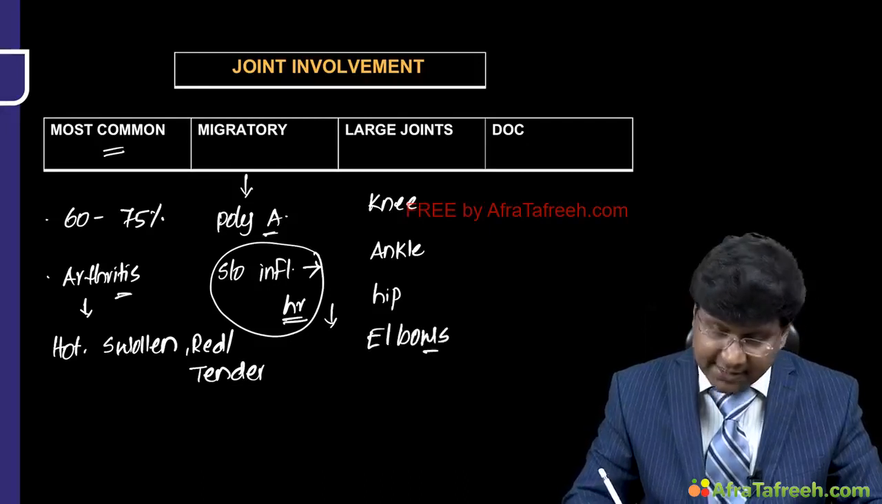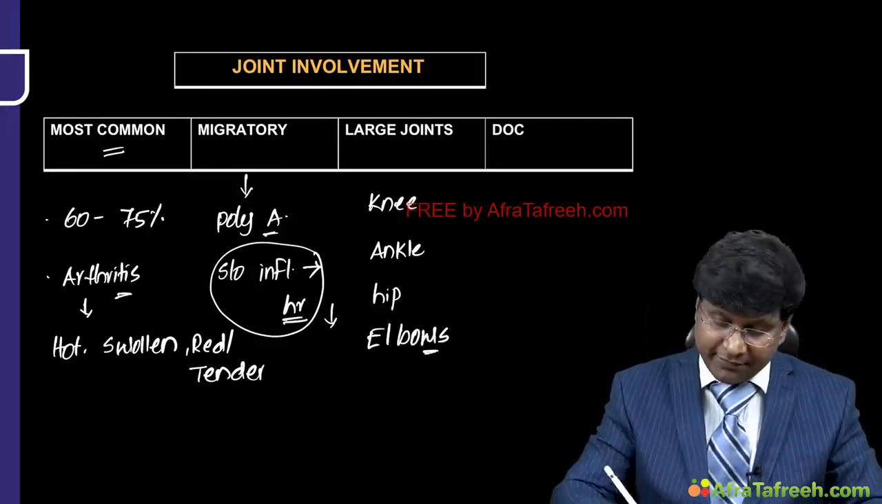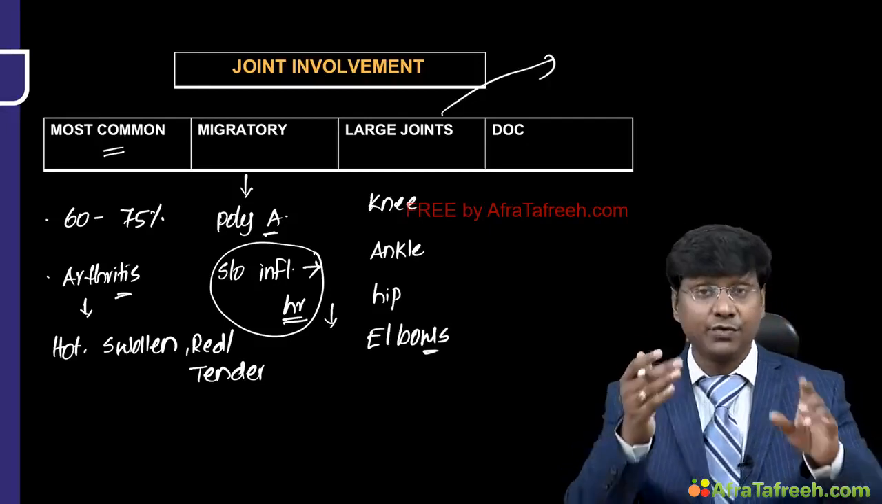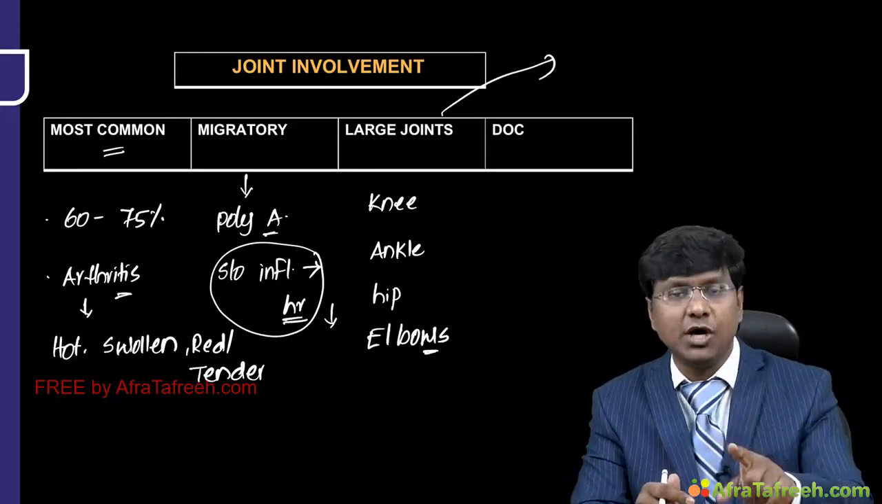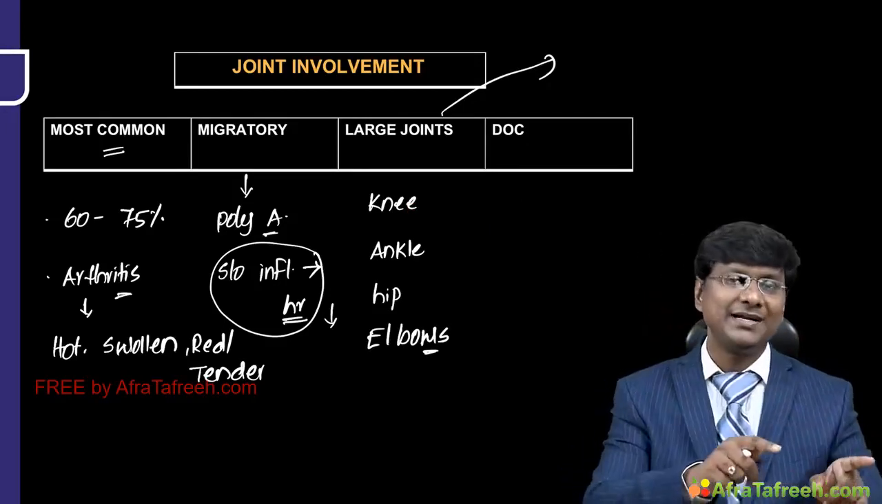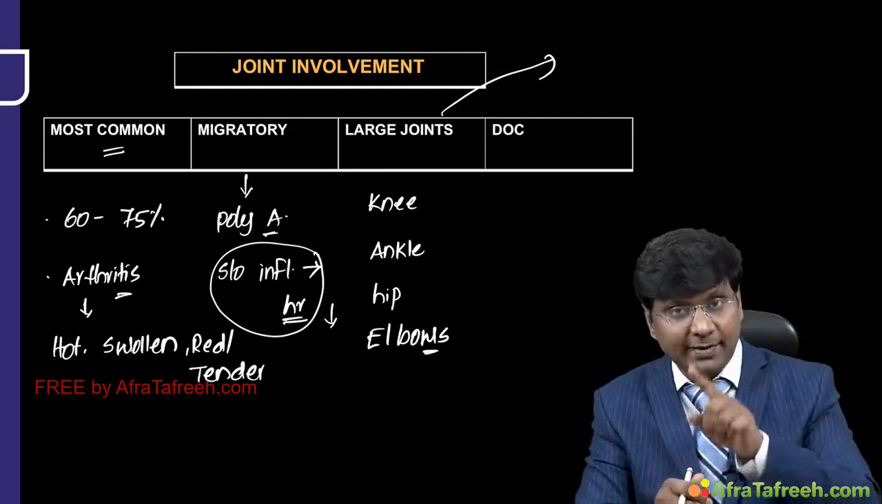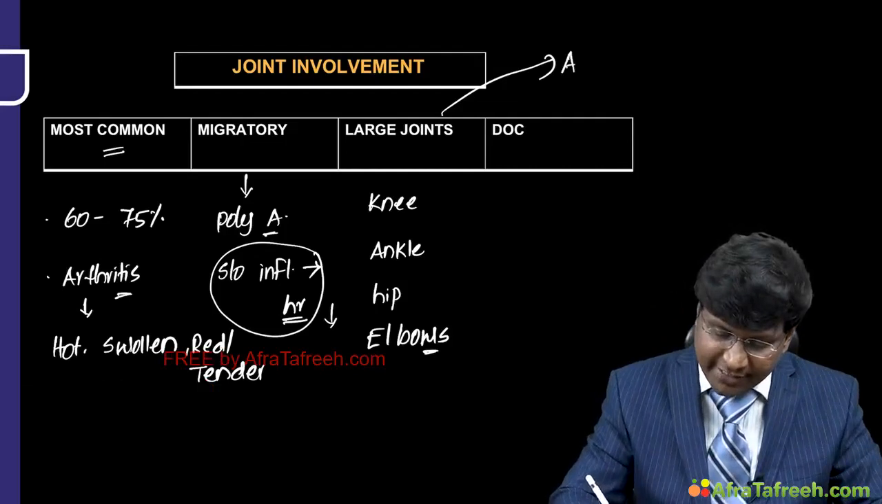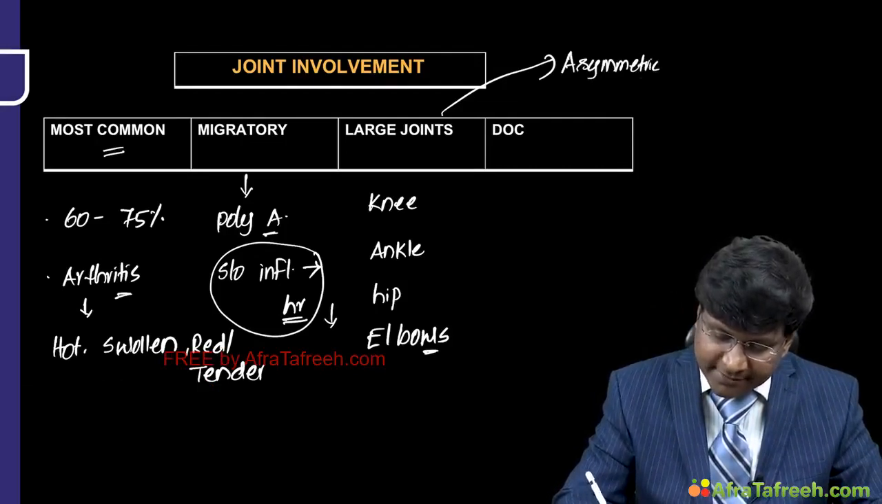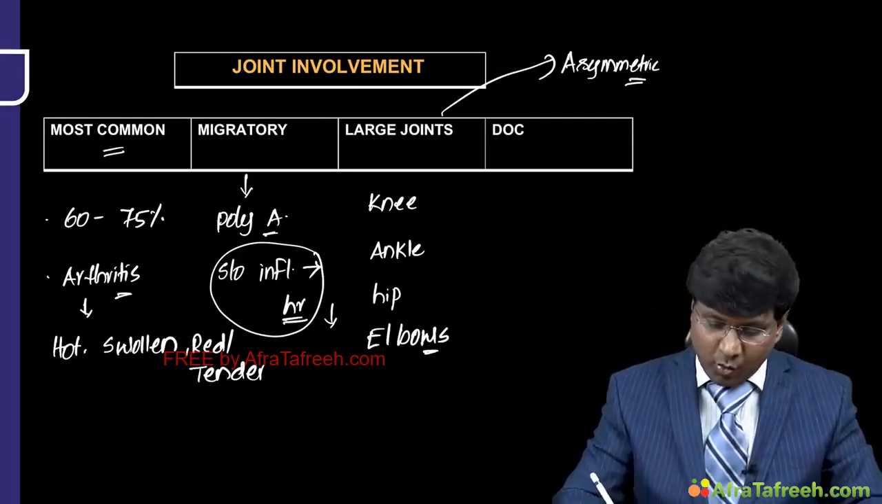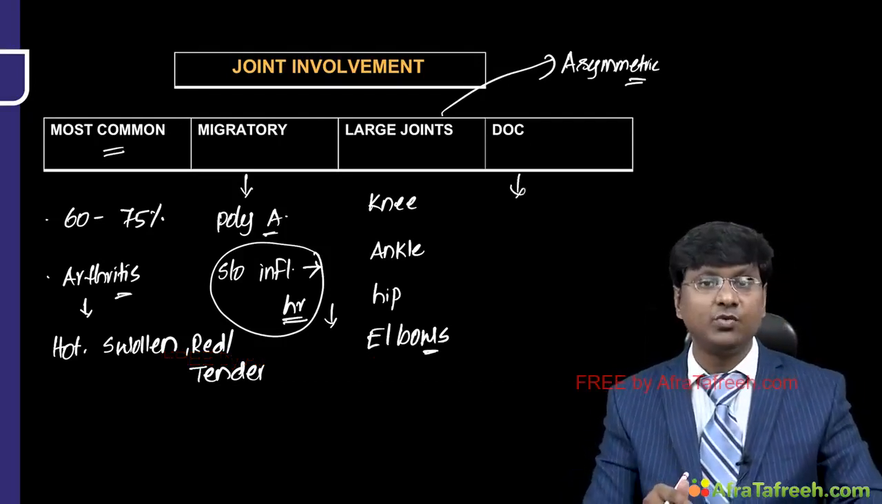So these are the large joints which are being affected. But you have to remember that in rheumatoid arthritis, there is symmetrical involvement of the small joints. Whereas in rheumatic fever, the large joint involvement is asymmetrical. Okay. And what will be the drug of choice for this joint involvement?